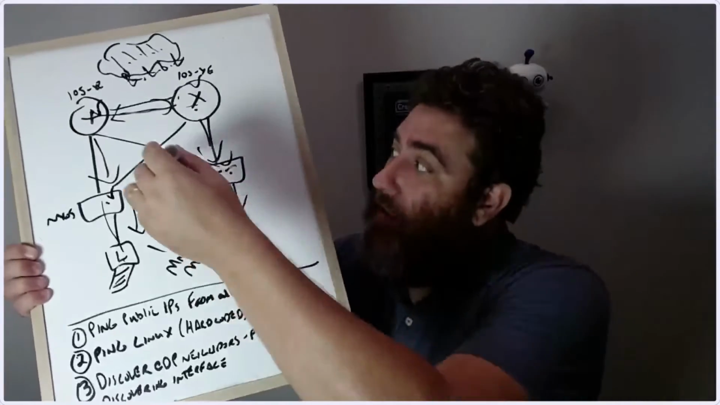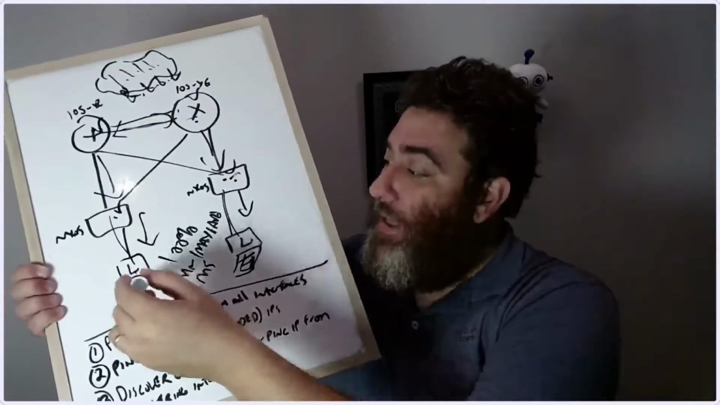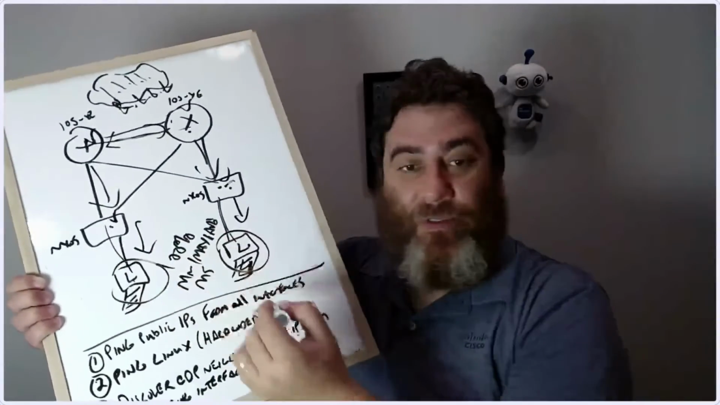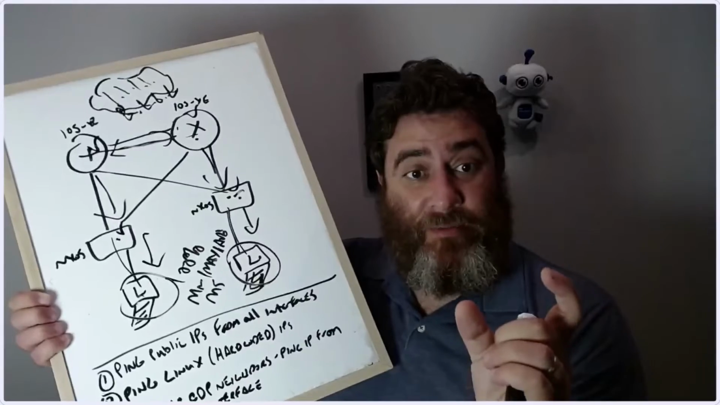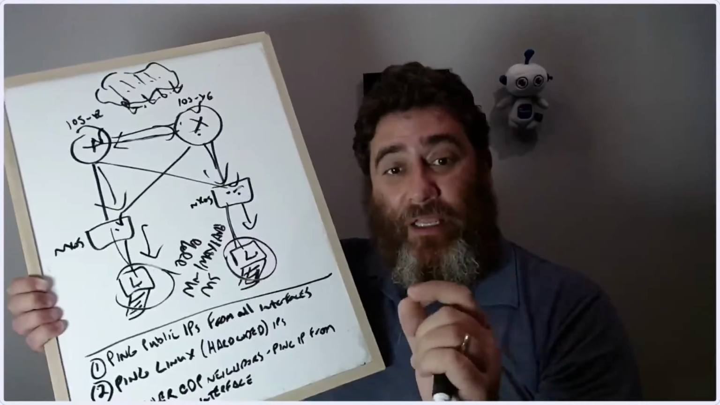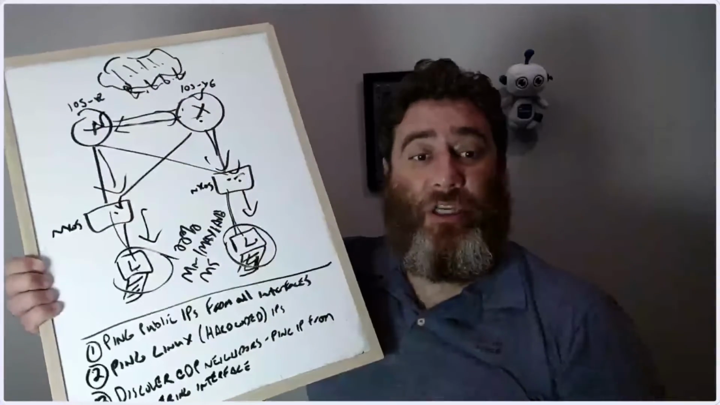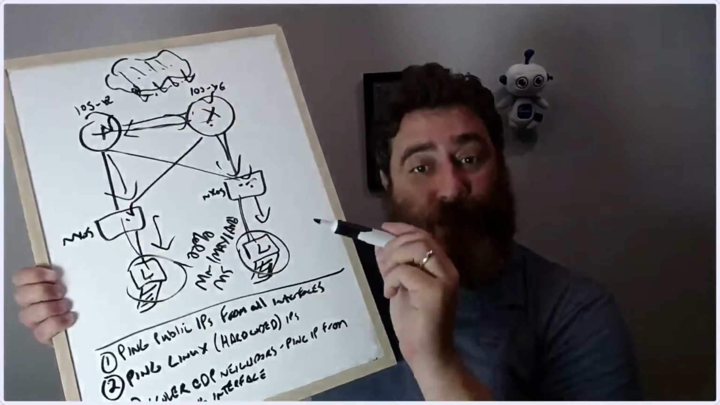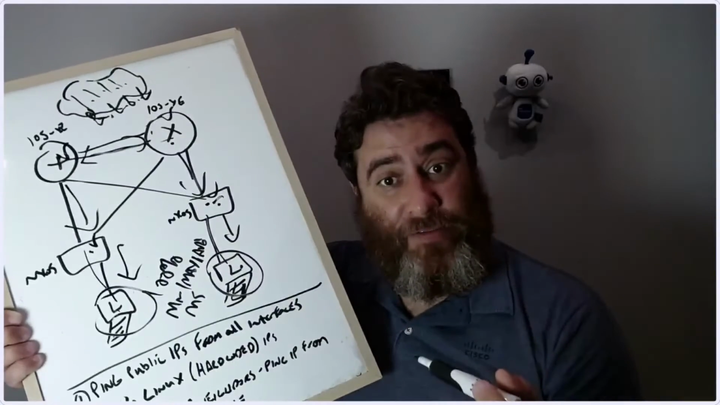Then what we're going to do is from the interfaces, under a certain criteria, ping the Linux hosts or ping a statically assigned IP address. Finally, what we're going to do is discover CDP neighbors in this topology and ping the IP address of the neighbor from the discovering interface.